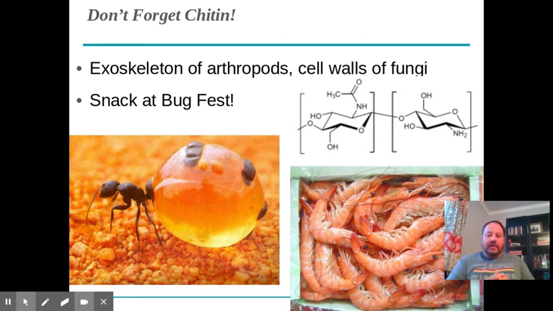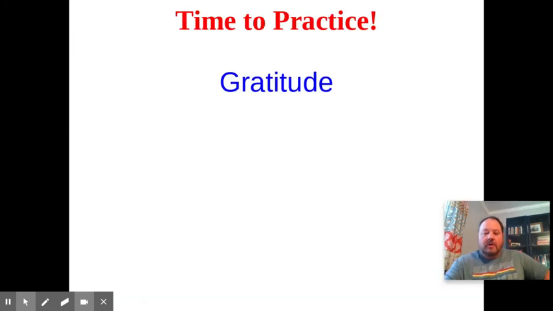Bugfest is an opportunity to consume some crunchy snacks because you can eat insects. If you've ever had fried crickets dipped in chocolate, it's sort of like a Kit Kat bar. So not too bad. All right.